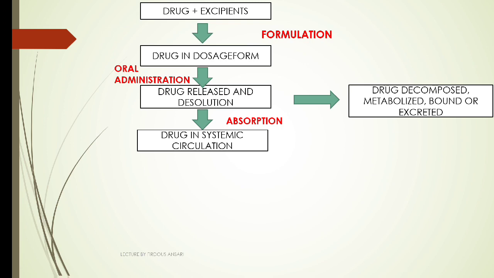There is one more way by which the drug can reach the systemic circulation. Suppose the drug is given via the intravenous route, the parenteral route. So here absorption will not be a question. Whenever the drug is given via the intravenous route, the drug will directly appear in the systemic circulation. Okay, now via the oral route or intravenous route, via any route, the drug is present in the systemic circulation. What will happen next?